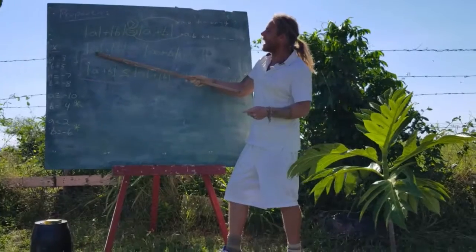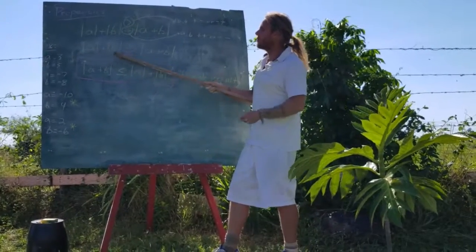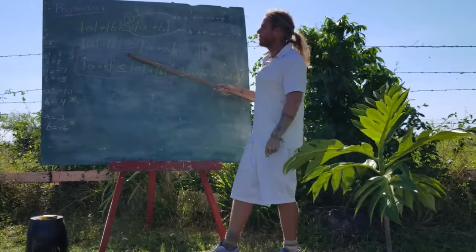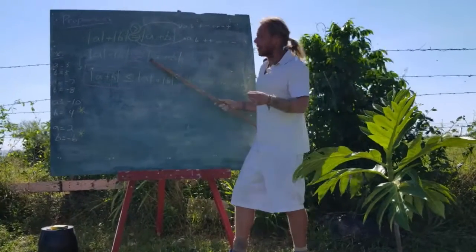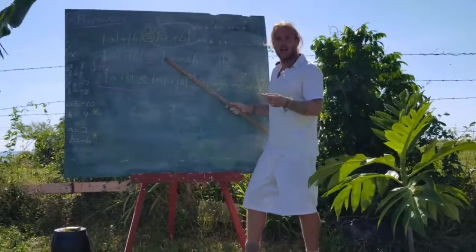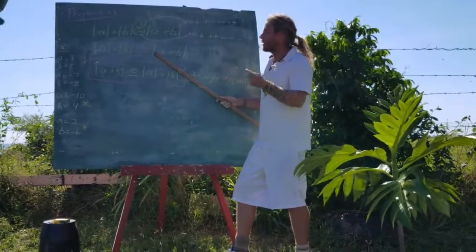So we can say the absolute value of A plus the absolute value of B is greater than or equal to the absolute value of A plus B. Now this constitutes an accurate way to describe this particular property.